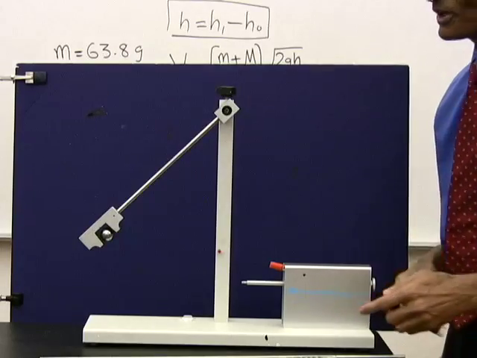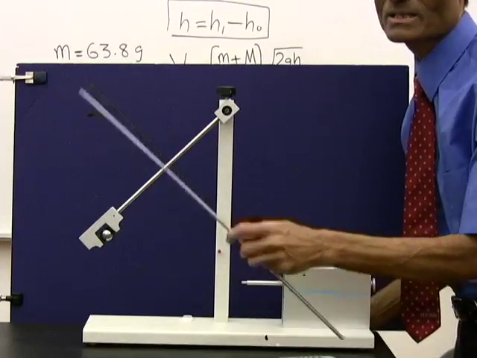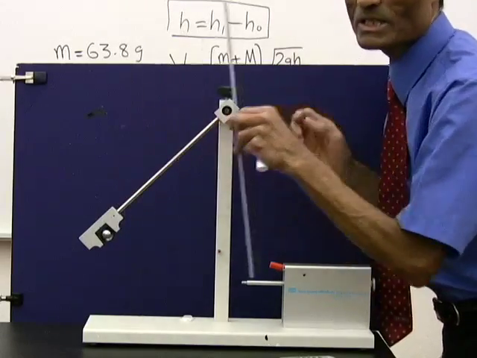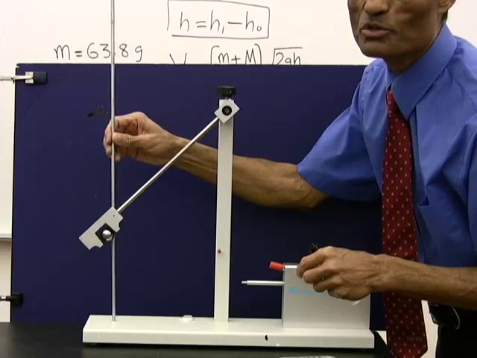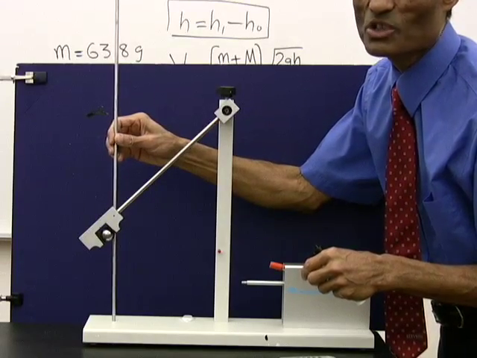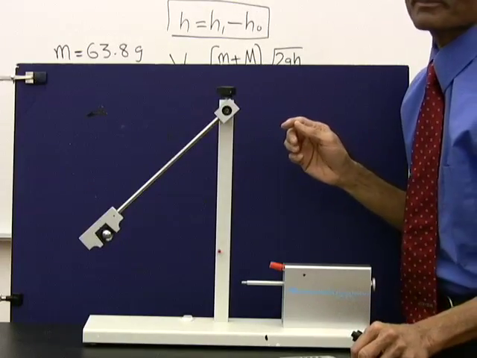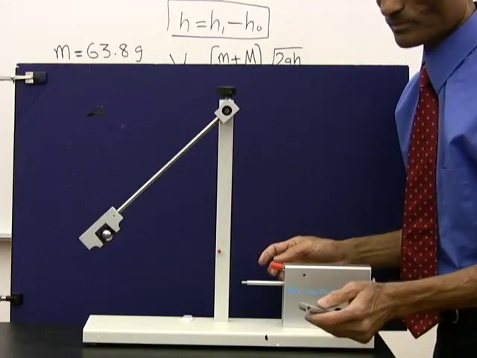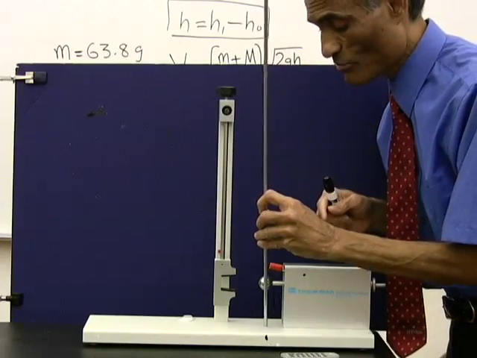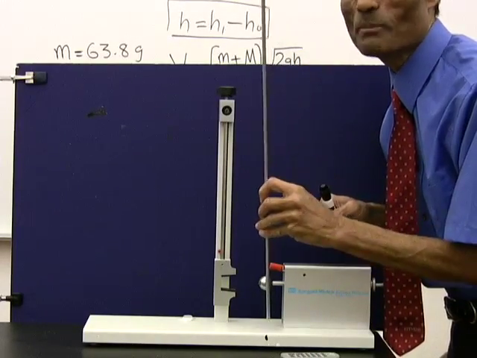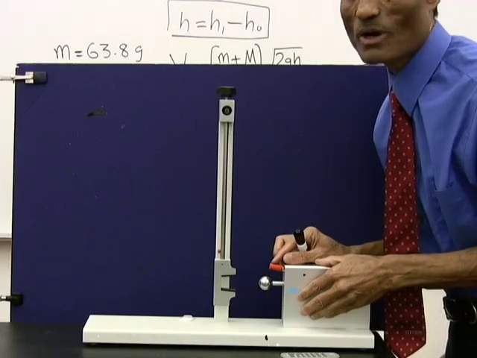Okay, now this is the first trial. I'm going to give you some time for you to measure that height. Alright, measure the height from the surface top to the center of the ball. That is your h1. Okay. Let's now do a second trial. h0 is always the same, so one measurement is enough.